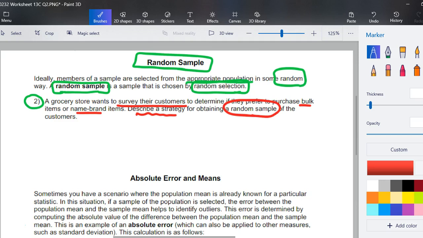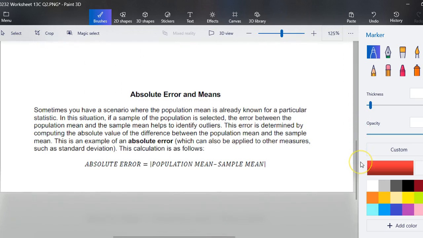We're never going to get it perfect, but still keep in mind there is a thing called a representative sample and something called a random sample. A few more things you need to know before this next lesson. It's called absolute error and means. So again, break out the flashcards, glossary, or sticky notes, something, because you need to write down absolute error.